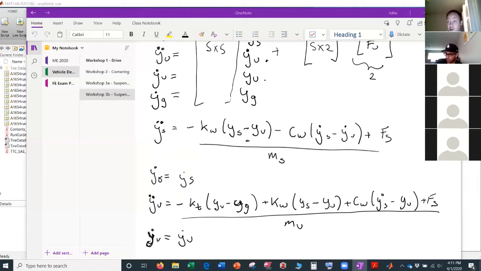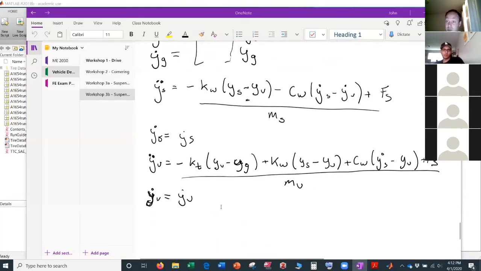See how we'd start. So what we're basically going to do is take a bunch of different time steps. We're going to step forward in time, and at every time step we're going to solve for the acceleration, the y double dot of the sprung mass. So that's the acceleration of the sprung mass.